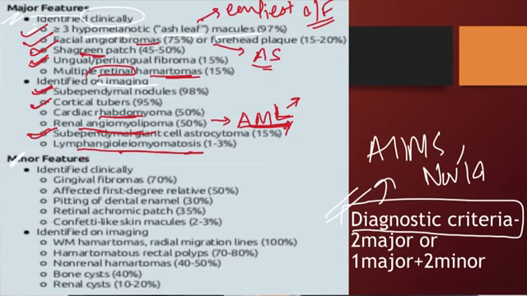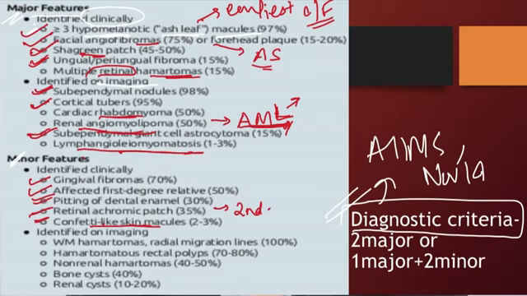Now moving on to the minor features. So the minor features include gingival fibromas, any first degree relative, pitting of the dental enamel, retinal achromic patch, which is the second ophthalmological feature that we've discussed, first being retinal hamartoma, which was included in the major criteria. Third is confetti-like skin macules. This is one more cutaneous lesion, but it's present in the minor criteria.